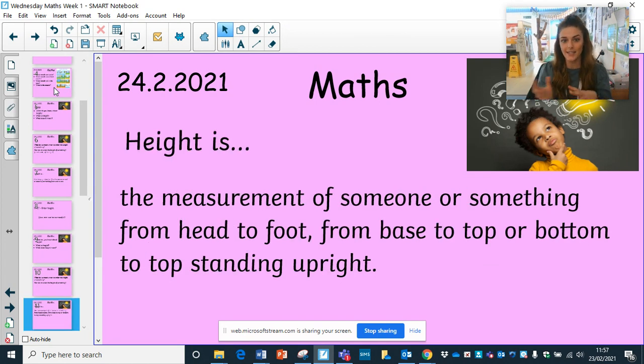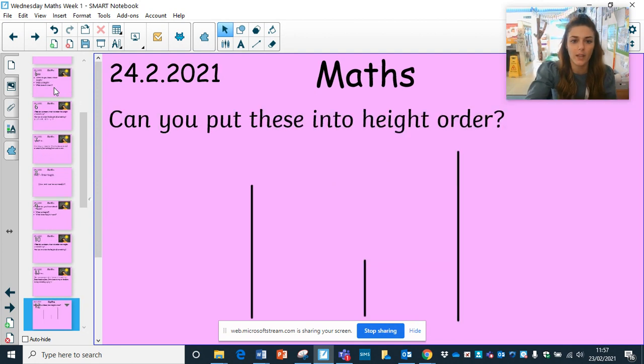So height is the measurement of someone or something from head to foot, from base to top, or bottom to top, standing upright. So instead of looking at end to end, you're looking at bottom to top. Okay, so it's not going length ways, it's going from bottom to top. As you can see, these lines are not going across, they're going from top to bottom.